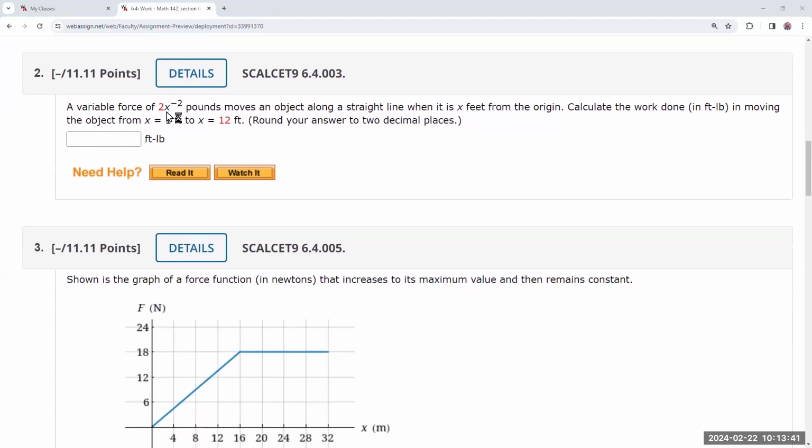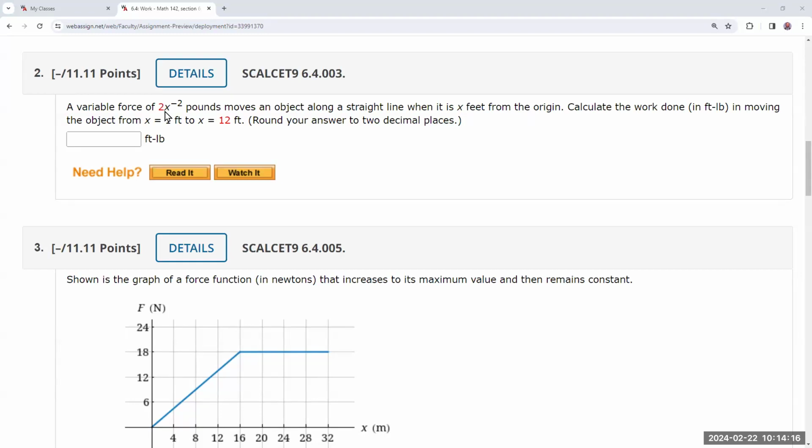Number two here, we've got a variable force, 2x to the minus 2 pounds, that moves along a straight line when it's x feet from the origin. So this force is only valid when we are exactly x feet from the origin, which means it would only be valid for a very small change in x if we were considering the work going from 1 foot to 12 feet. Plug in 1 here, you'll get 2 pounds of force on an object at x equals 1. That is only valid very, very close to x equals 1.